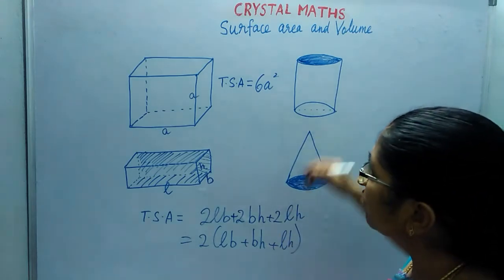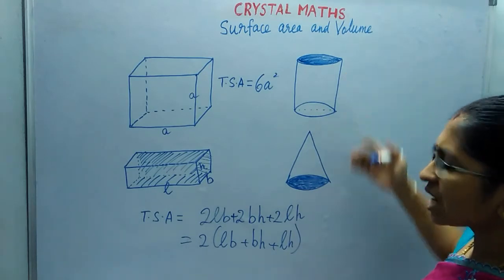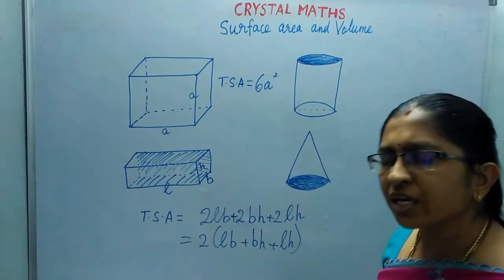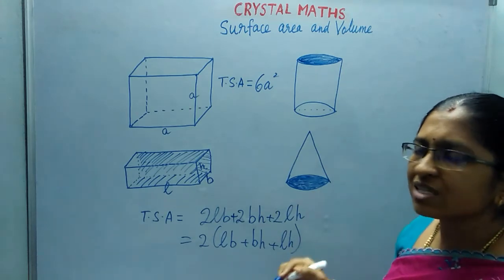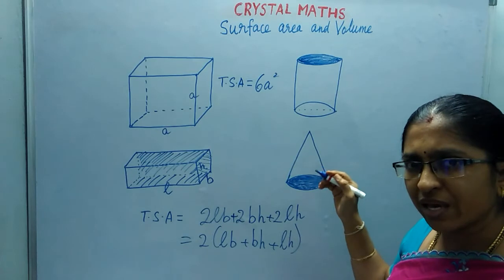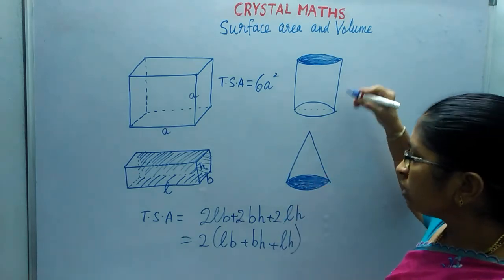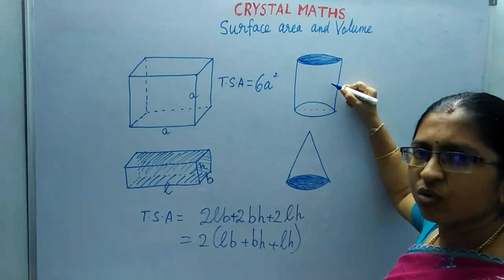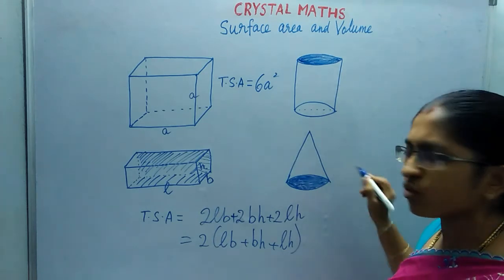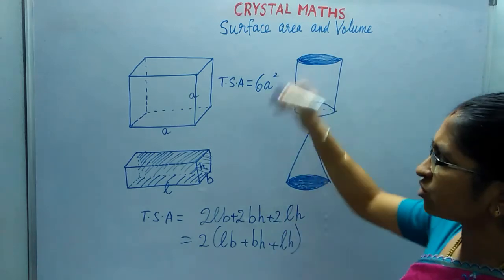In the same way we can link the cylinder as well as the cone. How to link the cylinder and cone? If the cylinder and cone have the same radius and same base, the volume of the cylinder will be equal to 3 times the volume of the cone. That means some relation is there, we can remember. Let us see the volume in the next one.